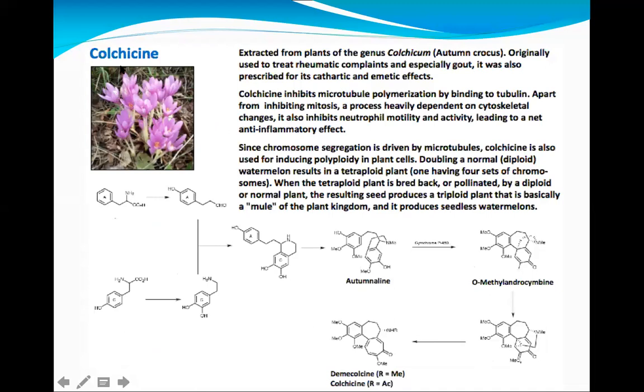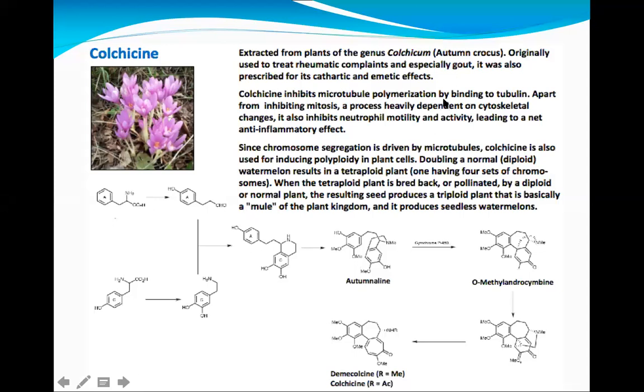Another alkaloid, colchicine. Perhaps you heard about it. Colchicine is a powerful cytotoxic alkaloid extracted from the plants of genus Colchicum, originally used to treat rheumatic complaints and especially gout. It was also prescribed for its cathartic and emetic effects. Colchicine inhibits microtubule polymerization. This is the most important principle of colchicine. Microtubule, as I mentioned before, the cell cytoskeleton requires polymerization during cell division, and colchicine inhibits it.